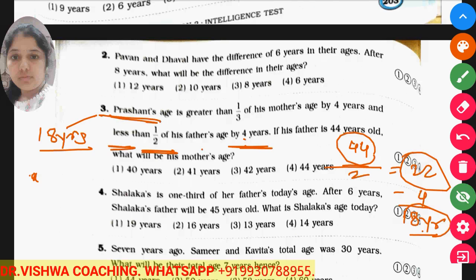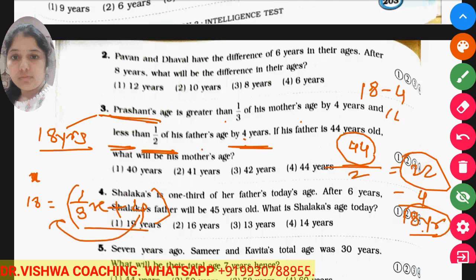Now if his mother's age is x, then what is Prashant's age? 18 is equal to 1 by 3x plus 4, since it is greater than 1 by 3 of his mother's age by 4 years. Now solve this. 4 will go to this side, so 18 minus 4 becomes 14. Now 14 is equal to 1 by 3x. Now this 3 will come to this side in multiplication with 14. So x is equal to 14 multiplied by 3, which is 42 years. So his mother's age is 42 years.